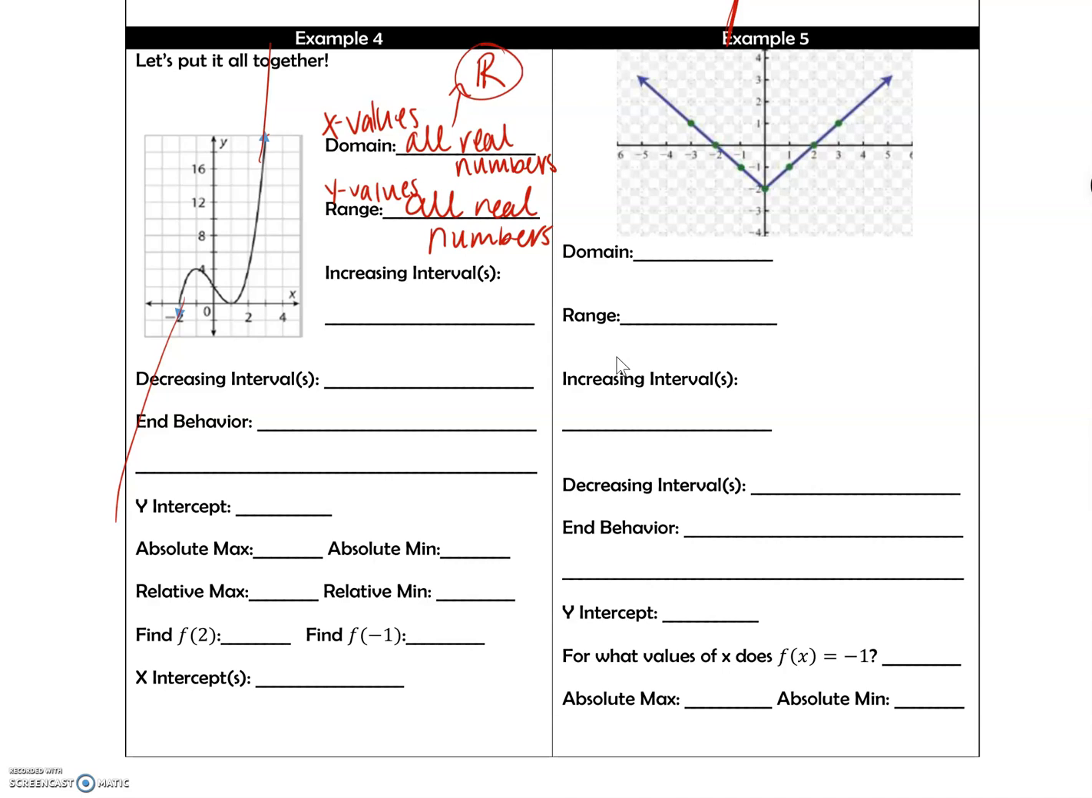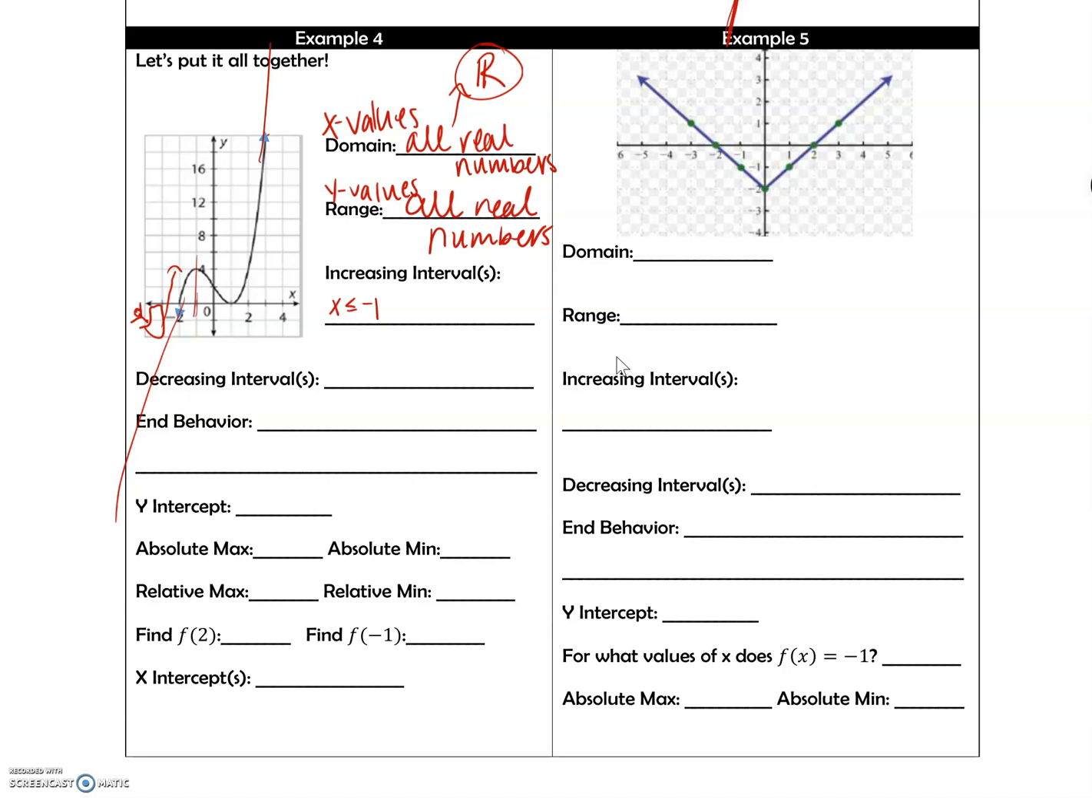From our lesson today, what are the increasing intervals? So remember, we're going to hop on our little roller coaster, and we start at the left. So we're click, click, click, click, click, up from negative infinity to negative 1. So when x is less than or equal to negative 1, we're increasing.